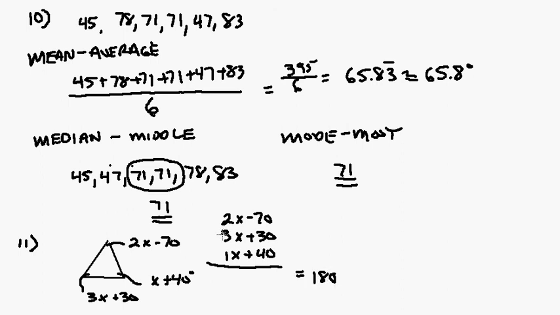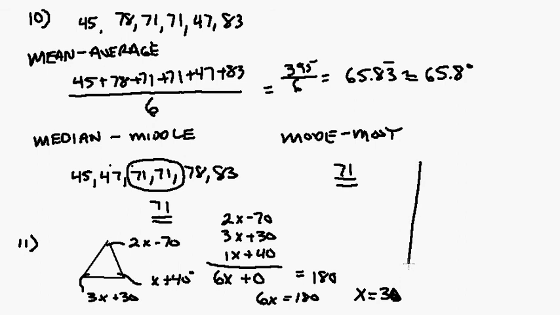So let's add our x's. 3 and 2 is 5 and 1 is 6, so that's 6x. Here I have negative 70 and 30 is what? Negative 40. And negative 40 plus 40 is 0. So here I have 6x plus 0 is 180. So 6x equals 180, which means x would be equal to 30.